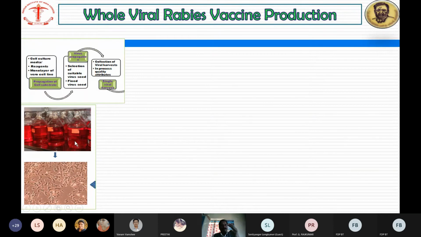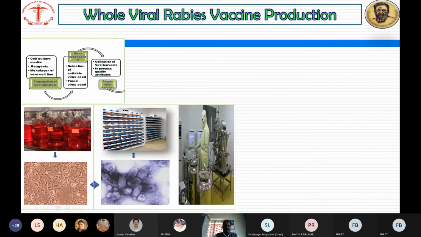So generally media is of two types: one is growth media and the other is maintenance media. Growth media contains a rich amount of growth promoting factors, for example fibronectin or G protein. These are proteins involved in cell attachment on surfaces. You can see the monolayer form of Vero cell line attached on surfaces like the roller bottle. On the roller bottle we attach the cell lines, and immediately the virus is inoculated.